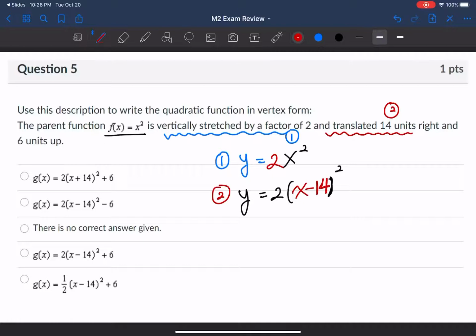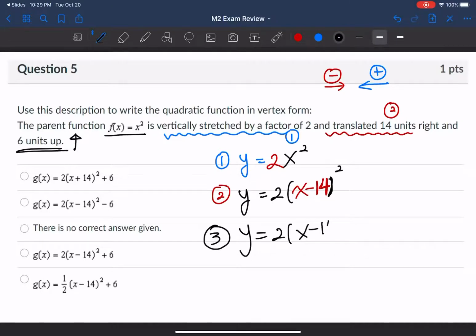Subtract, minus 14. If it's right, you are going to subtract. If it's left, you are going to add. Okay, so I subtract 14. And then what else? The last one is saying, and then we went up by 6 units. So number 3, I copy everything down. And then since I'm going up by 6 units, you're adding 6.